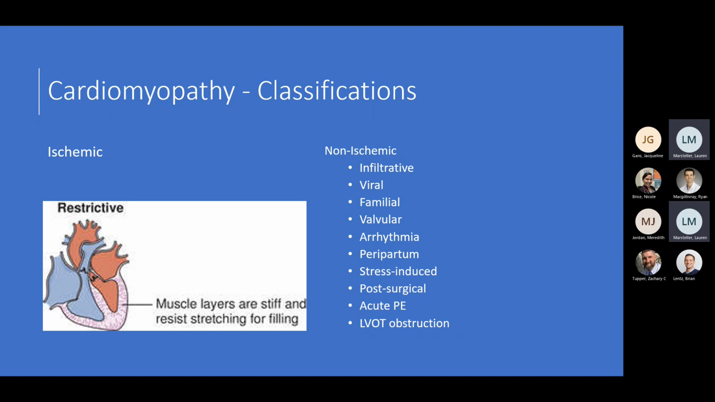And then when you have the various heart failure diagnoses, it's good to know the physiology of the disease process. So for our infiltrative patients, it's more of a restrictive physiology. As you can see in the picture there, you have thickened ventricles, it's stiff, and they don't stretch or fill well.